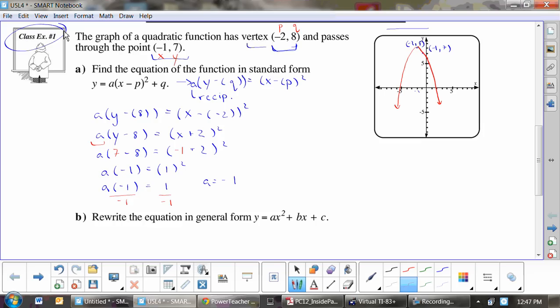Okay? So then we know that our equation is negative 1 times y minus 8 is equal to x plus 2 squared. And as our final answer, we always want it in that y equals form. So we'll multiply both sides by negative 1, or sorry, divide both sides by negative 1. So we'd get y minus 8 is equal to negative x plus 2 squared. And then we get y is equal to negative x plus 2 squared plus 8. And that's the final answer.